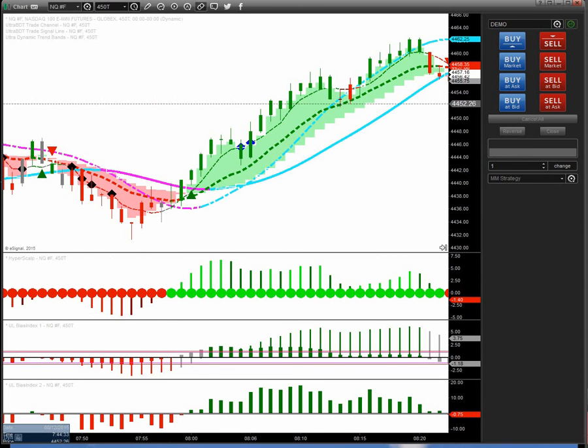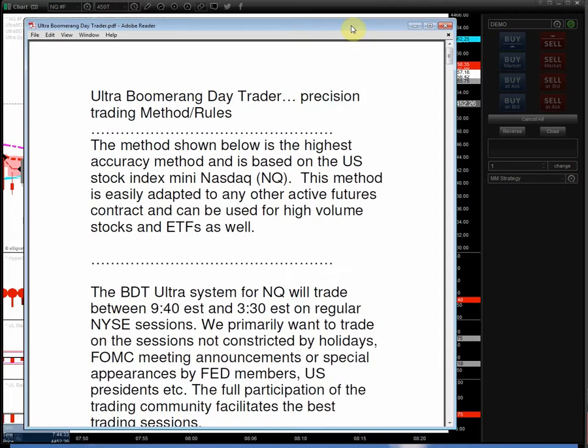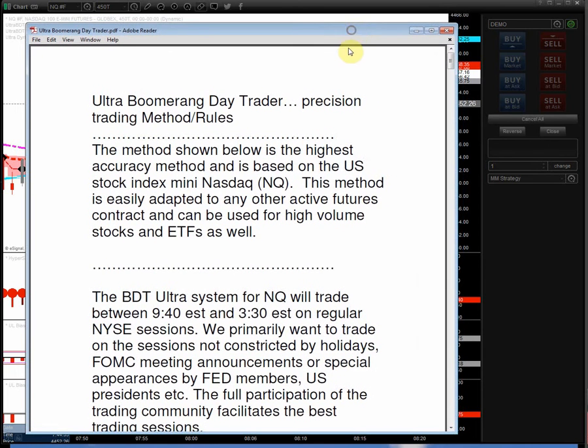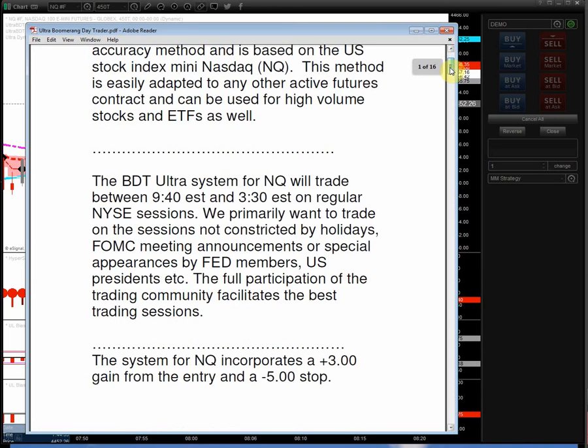that Friday. Now, the first thing I want to show you, and this should be on the Boomerang page there for instructions. If not, you can always email me at mohan@daytradersaction.com and get this. This is our PDF showing the exact Ultra Boomerang Day Trader precision trading method and rules. Again, I'll just briefly scroll through this. It's very, very simple to learn.